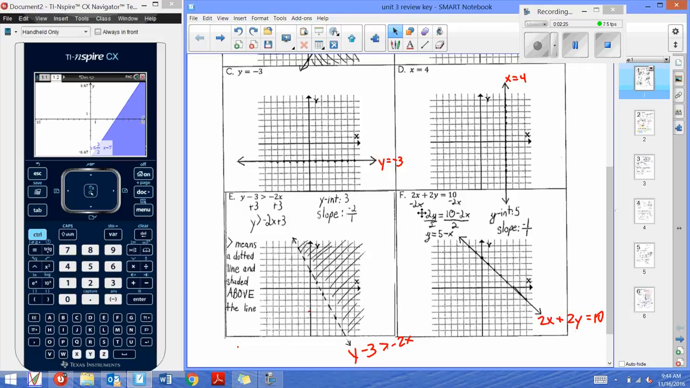So for example, in F, we moved the 2x over to the other side to become minus 2x, and then divided everything by 2, so that way our y was alone, y equals mx plus b. You could have also written this as y is equal to negative x plus 5. Same thing happened over here in E. It was much simpler. All we needed to do was move the negative 3 to the other side to get y is greater than negative 2x plus 3. I would encourage all of you to graph these if you haven't already done so, because that will help you with practice for the test.